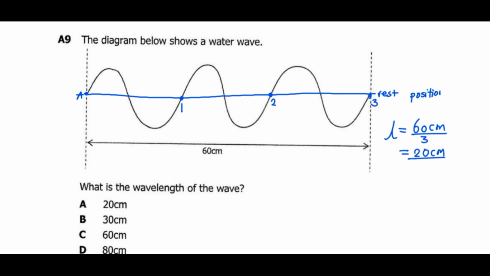This means that from here up to there, we have a distance of 20 centimeters. Here up to here, another 20 centimeters, then we have another 20 centimeters. In total, we get 60. So the answer is just A here.